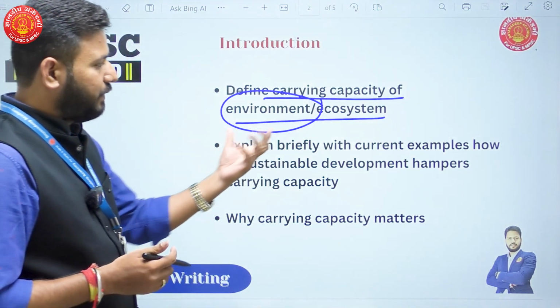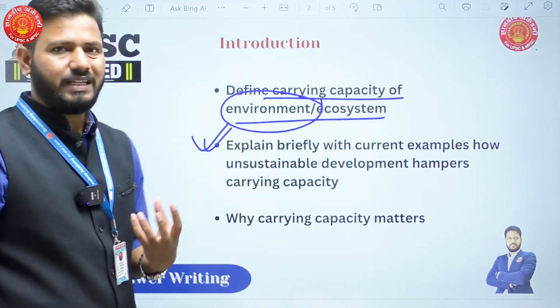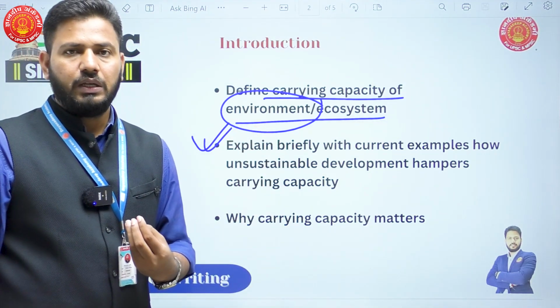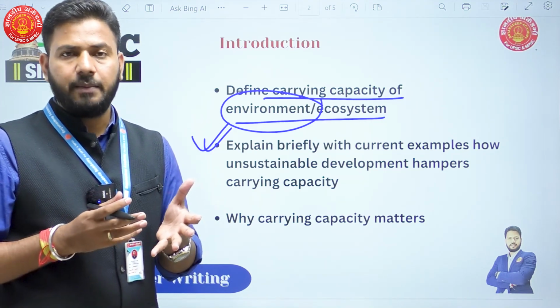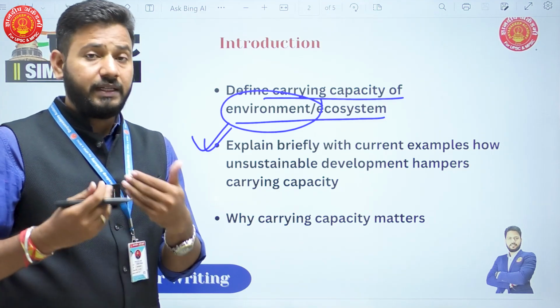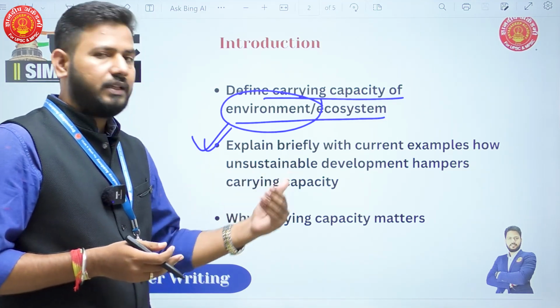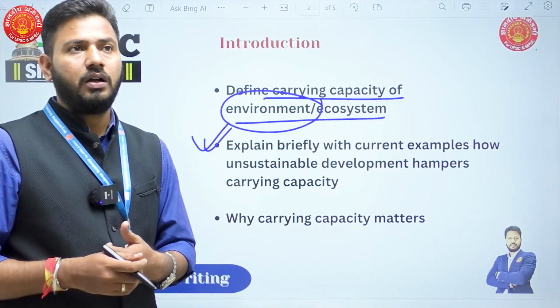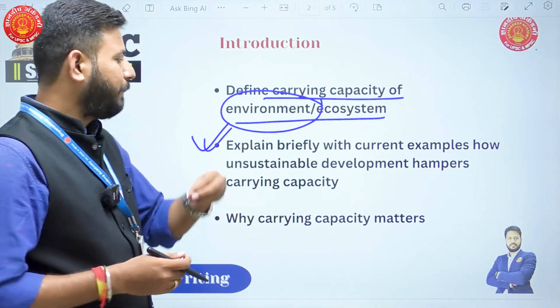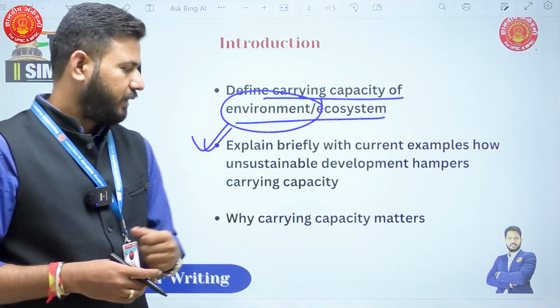Now, briefly explain with current examples how unsustainable development hampers carrying capacity. You can give any example that you read in current affairs, or it can also be a case study, of how unsustainable development will affect the carrying capacity. Now, overfishing, how it can impact the carrying capacity of a river. That also can be an example.